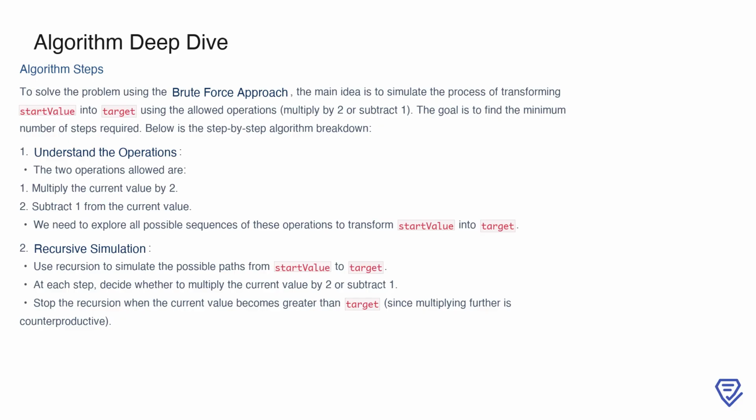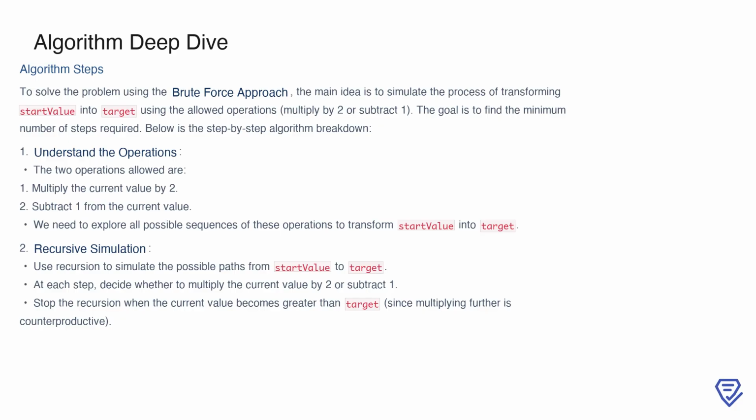First, let's understand these operations. Multiplying by 2 doubles the current value, while subtracting 1 decreases the value by 1. These operations allow us to adjust the current value in ways that bring it closer to the target. The challenge lies in figuring out the optimal sequence of these operations.